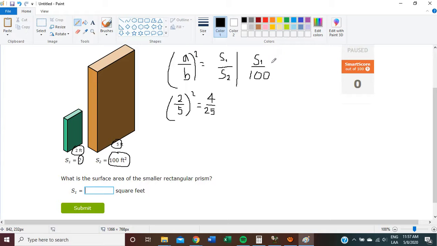Now we are going to use the formula that we had that says that 4 divided by 25 equals S1 divided by 100. So this is a ratio. Remember how we did ratios in the past? You can just do it and it is going to be the same.